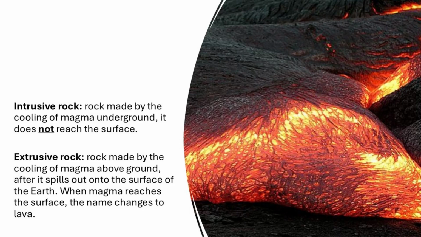Magma is molten rock. Magma, which cools underground, is called an intrusive rock. The magma stays under the surface of the earth and will cool in several different forms. Magma, which reaches the surface of the earth, has a name change, and it is called lava. Lava cools on the surface of the earth and can create several types of igneous rocks.